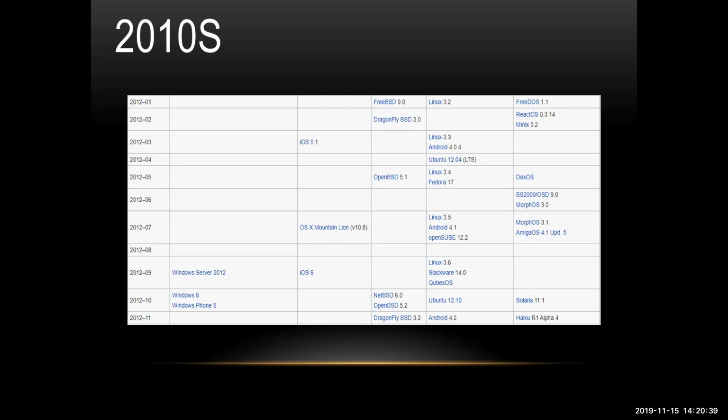And then September came, we had Windows Server 2012, iOS 6, Linux 3.6, Slackware 14.0, Qubes OS. Qubes OS is a security-focused desktop operating system that aims to provide security through isolation. Virtualization is performed by Xen, and user environments can be based on Fedora, Debian, Whonix, and Microsoft Windows, among other operating systems. And then October 2012, Windows 8 was released together with Windows Phone 8.